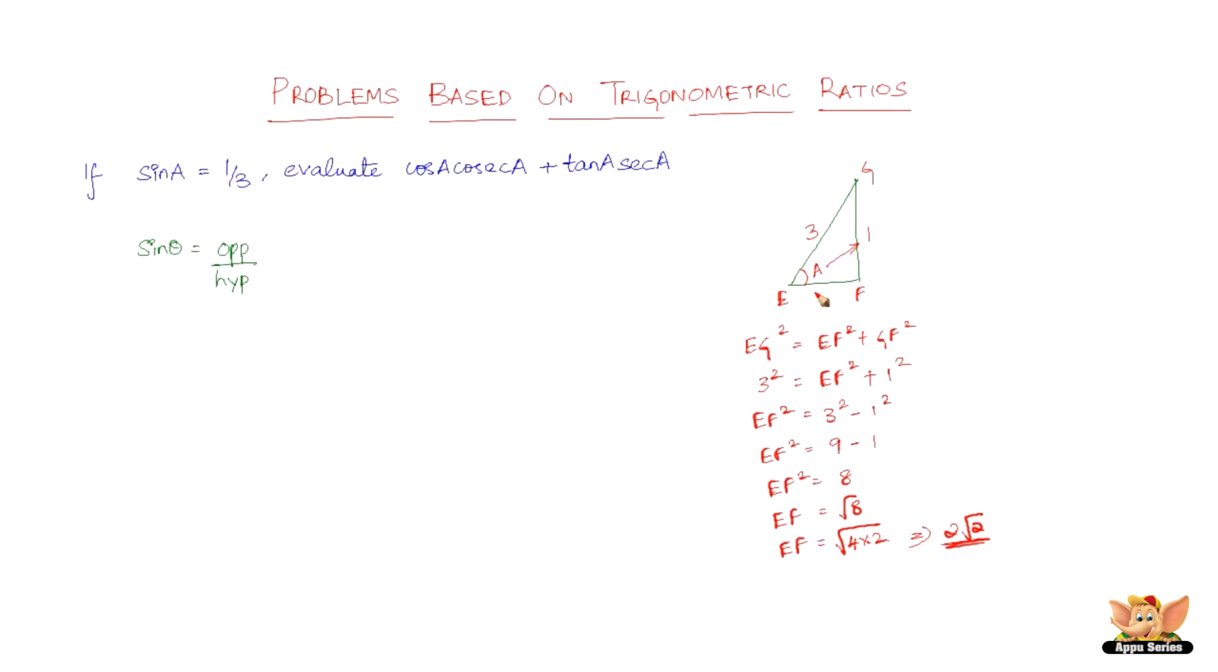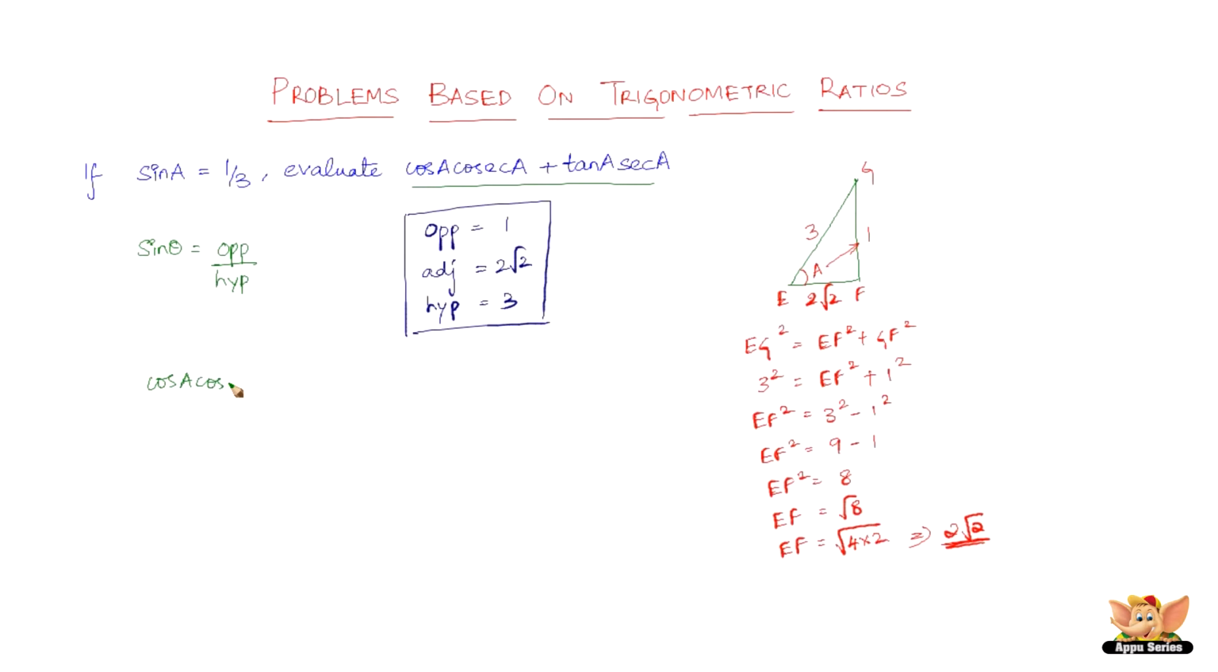So now we found the value of the adjacent side EF, which is 2 root 2. Let's make a list of the values that we found. We've already got opposite, which is equal to 1. We just now found the value of adjacent, which is 2 root 2. And then we also have the hypotenuse, which is 3. So all we need to do now is substitute the values of opposite, adjacent, and hypotenuse in their respective places. Now let's first write the equation once more here.